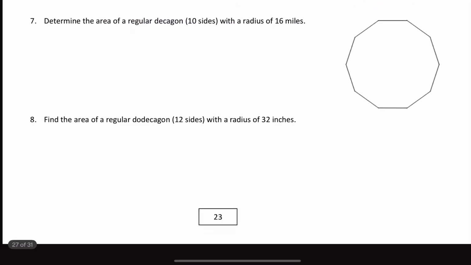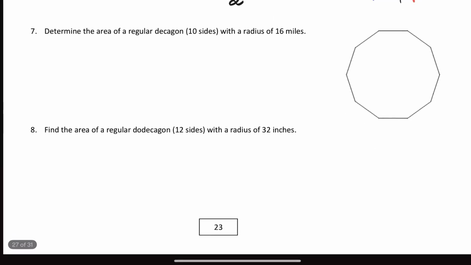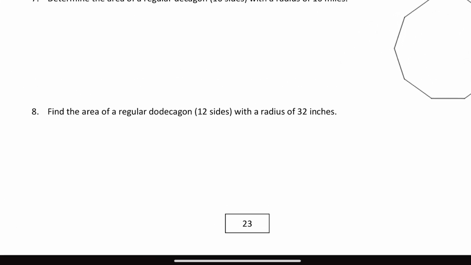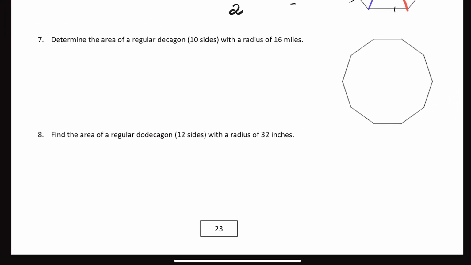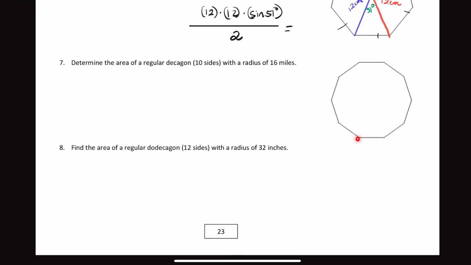I want to see if there's another problem we could probably look at. Here's a good one as well. So this one has no visual, for example. Find the area of a regular dodecagon that has 12 sides, and the radius is 32. So instead of having to go through the trouble of drawing an entire 12-sided polygon, I can just focus on drawing one of those mini triangles from the inside.